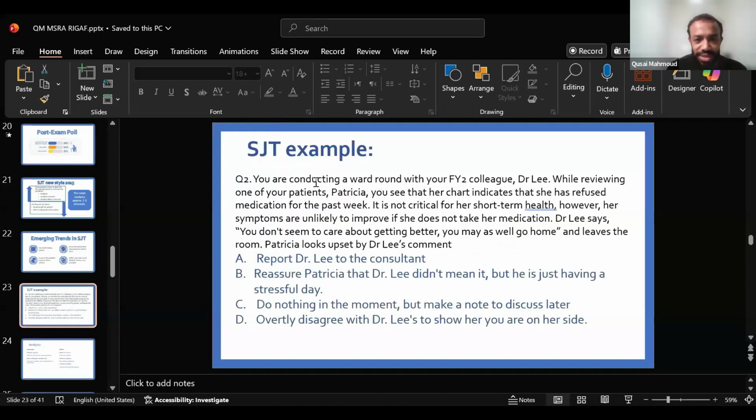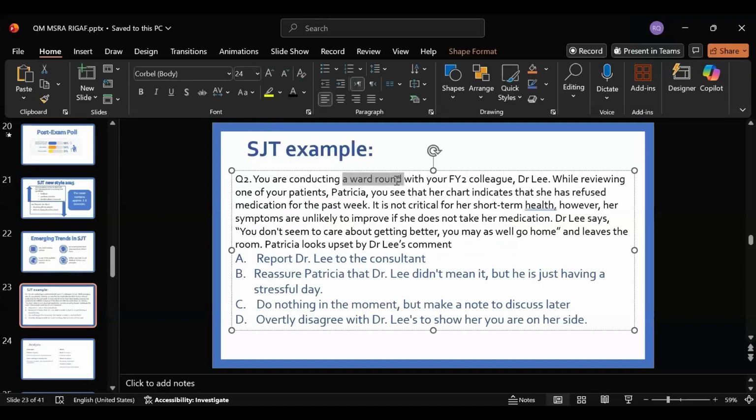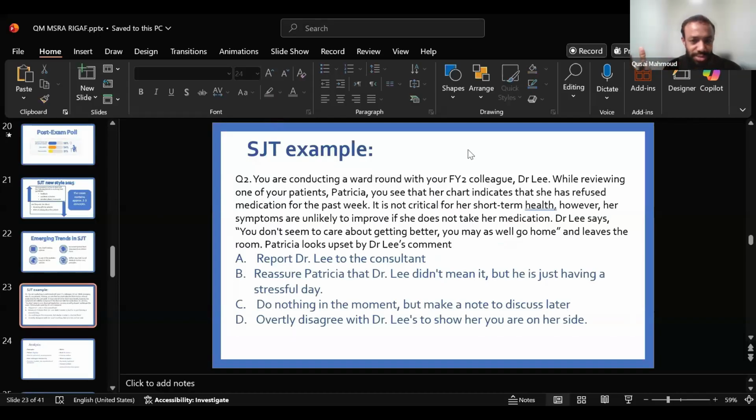Okay, so this is the first hint. It's a ward round. What does ward round mean? That means currently we are taking care of the patient. Yes. That means I'm in the middle of the ward round. So anything that will interfere with the ward round and taking care of the patient, I will just discard, because I'm in the middle of the ward round. That's very important. That's number one.